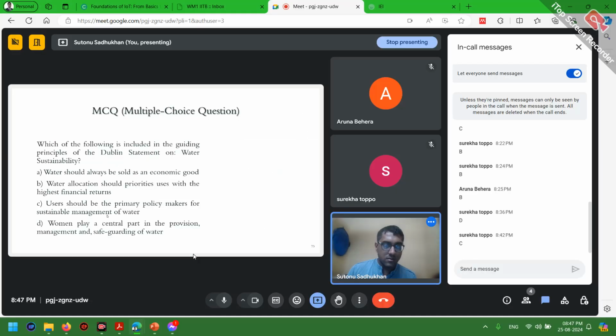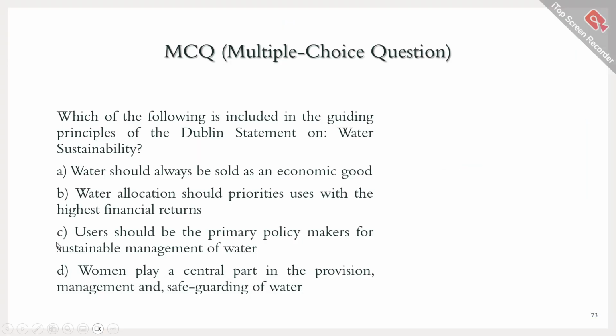So we can see that the water should always be sold as an economic good. Option A and option B, water allocation should prioritize uses with the highest financial returns. These two cannot be the correct statements. Why? Because international organizations are coming together and signing declarations, they cannot say that you should use water just for profit making, just as an economic good. It cannot be the outcome of these statements, right? Common sense says that. So either it will be option C or it will be option D.